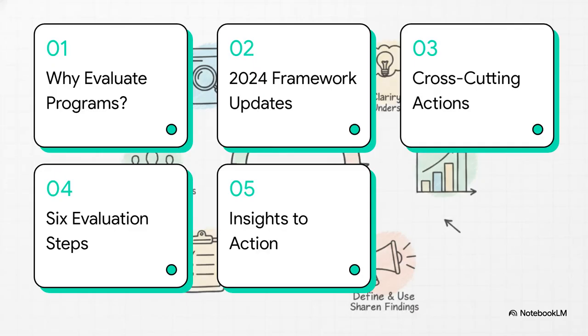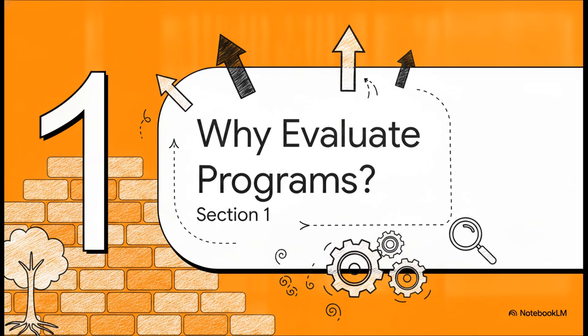To figure that out, we're going to follow this game plan today. First, why evaluate programs? Second, the 2024 framework updates. Third, 3 cross-cutting actions. Fourth, the 6 evaluation steps. And finally, from insights to action. All right, let's kick things off with Section 1, why evaluate programs?